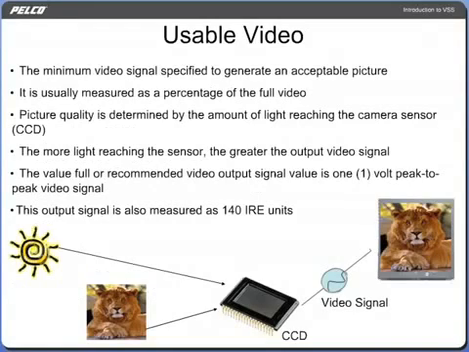Usable video is the minimum video signal specified in the camera datasheet to generate an acceptable picture on the monitor. It is usually measured as a percentage of the full video. The picture quality of a camera is determined by the amount of light reaching the camera sensor, CCD. The more light reaching the sensor, the greater the output video signal will be. The full or recommended video output signal value is 1 volt peak-to-peak video signal. This output signal is also measured as 140 IRE units.